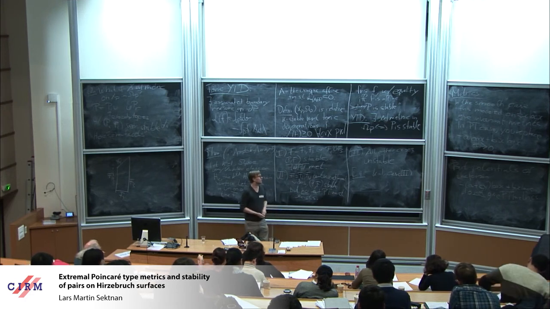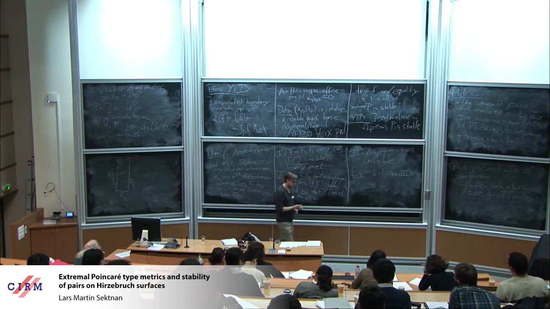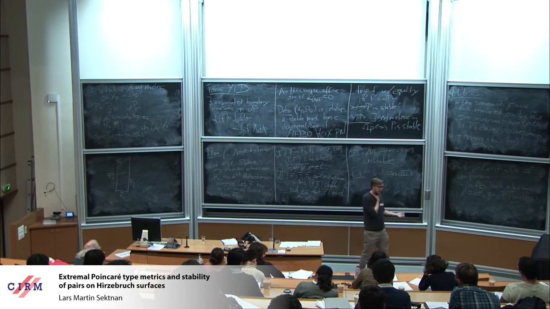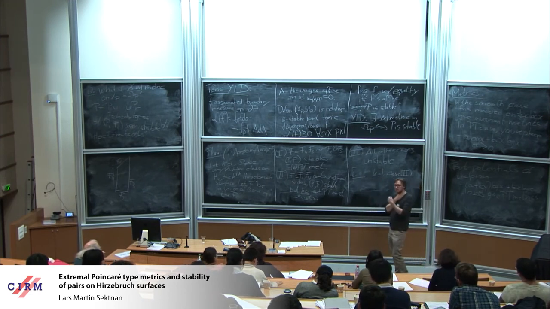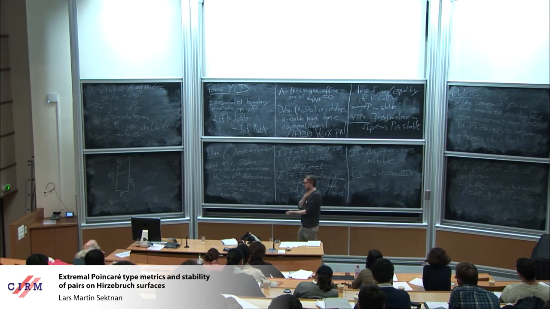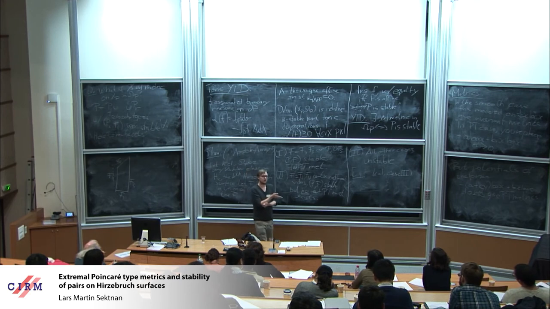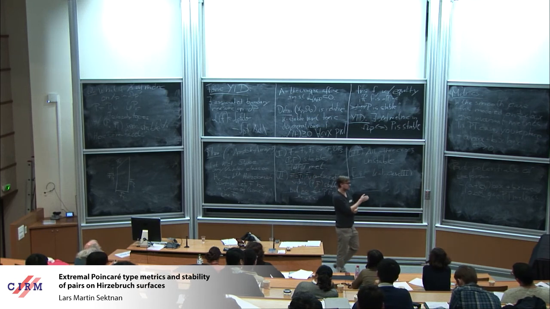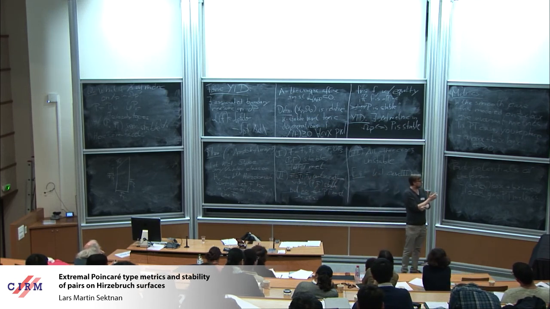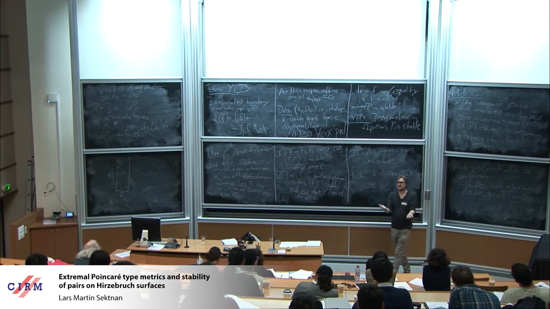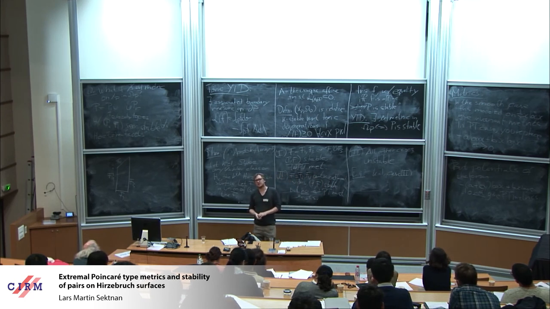I should say maybe that earlier, Seklihidi also produced examples of extremal Poincaré type metrics. And there he also encountered other types of asymptotic behaviors. But he ruled those out with a numerical criterion based on the deformation to the normal cone. You can ask, is that satisfied for our examples? And it is. So these are genuinely a different behavior than what Seklihidi saw in his examples.